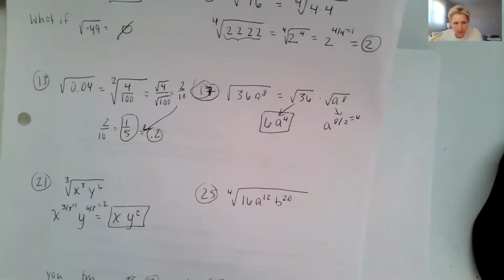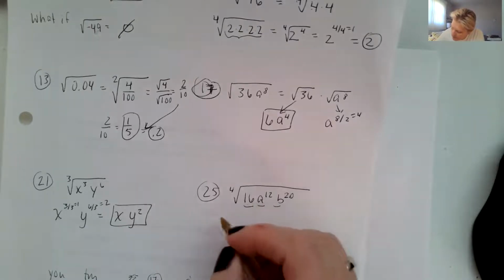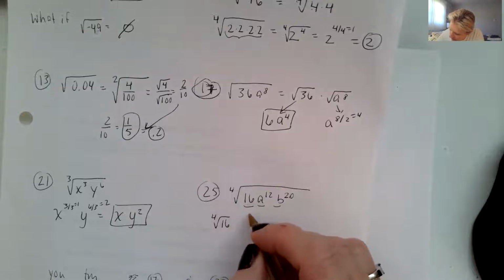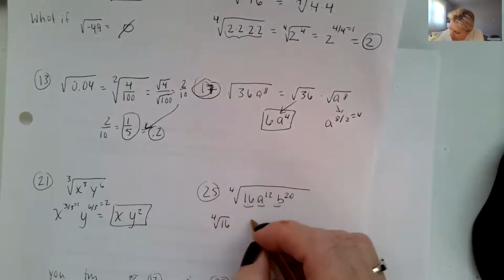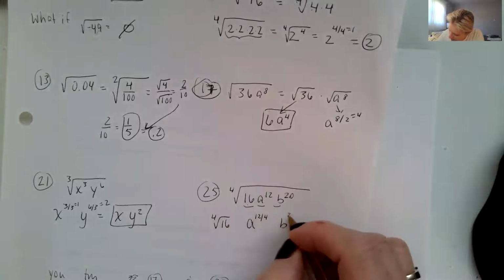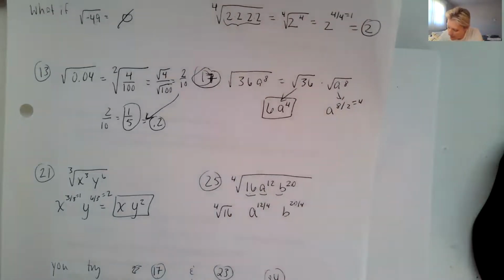Okay. So 25, I can split each of these up. So this is the fourth root of 16. And then I'm going to write these as rational exponents, a to the 12 over 4 and b to the 20 over 4. And simplify my fractions.